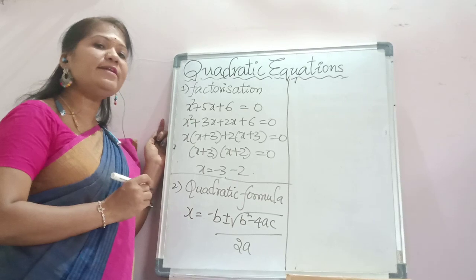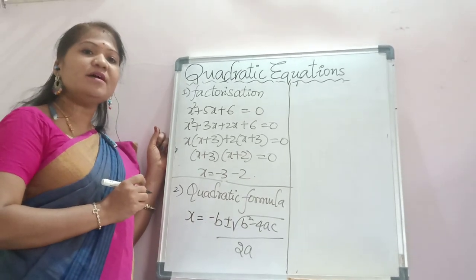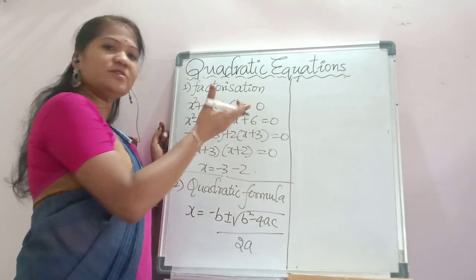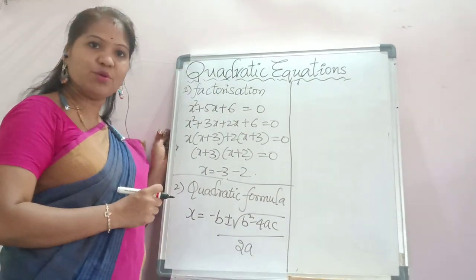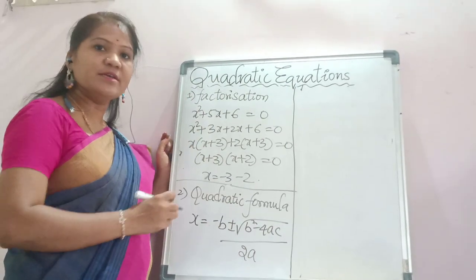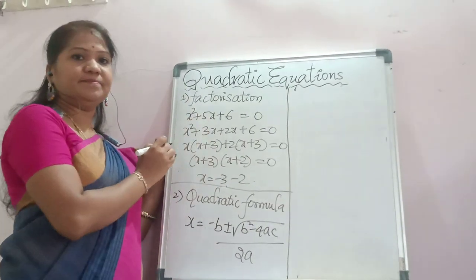Already you have learnt in your 9th class polynomials how to factorize a trinomial, right? So that polynomial equated to 0 is a quadratic polynomial, I already told you. So how to solve this? By using the factorization method, so splitting up the middle term.